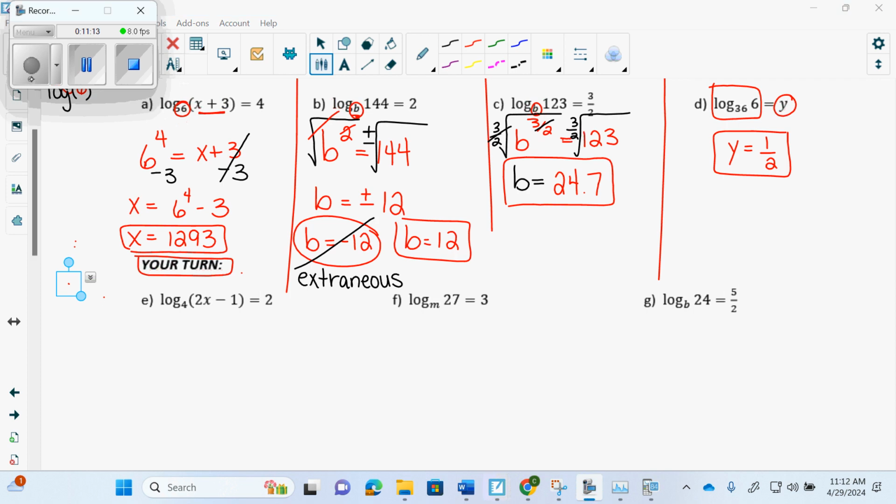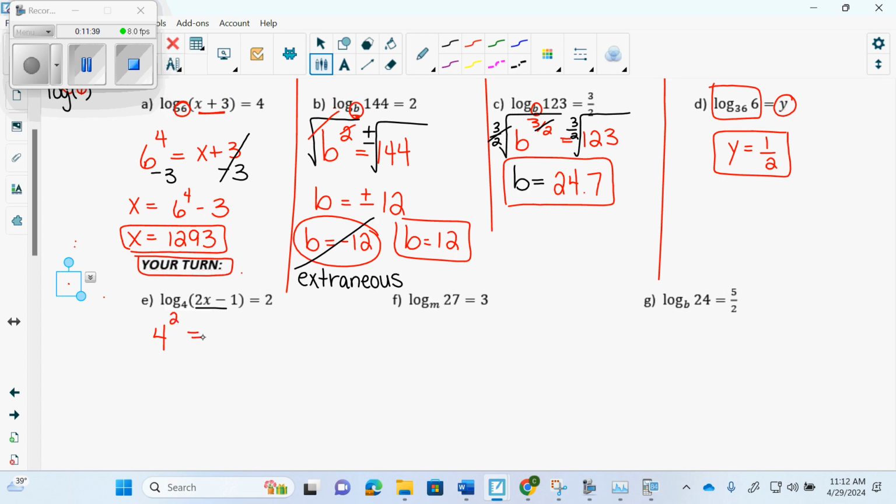Working quickly. So here we have, it is locked beside our log, correct? If it's locked beside our log, I mean if it's attached to our log, or the variables in the base, we have to convert to exponential. That has to be what you know to do. So the base is 4, and I immediately have to put an exponent or it's not a base. What's this exponent going to be?